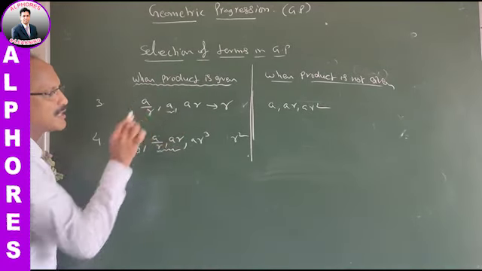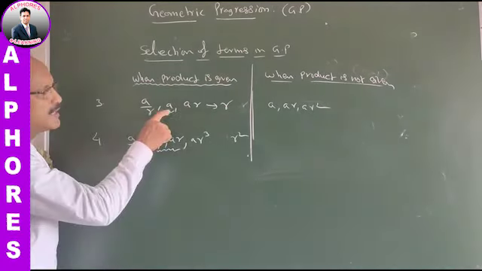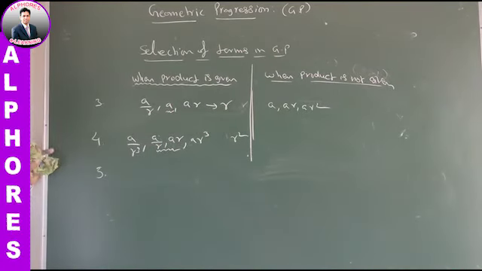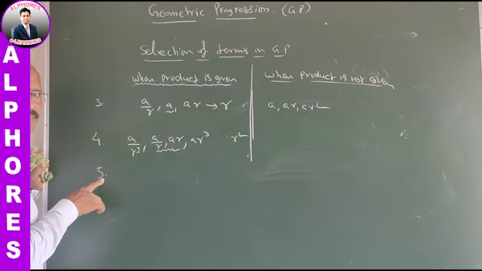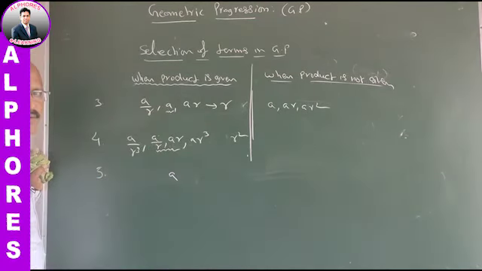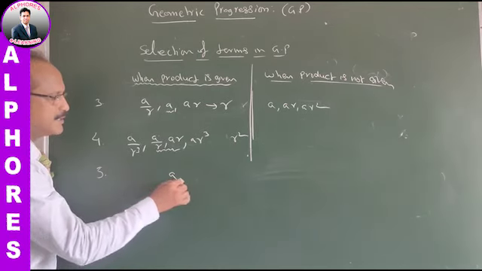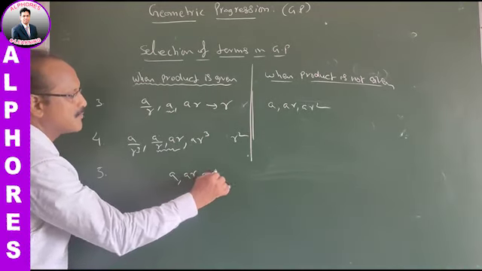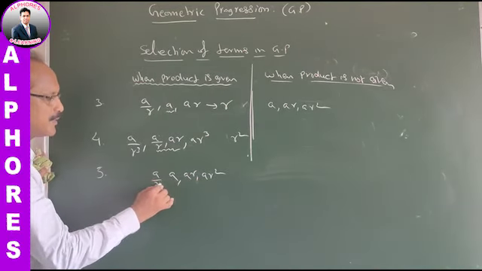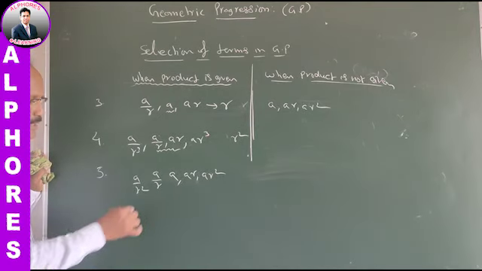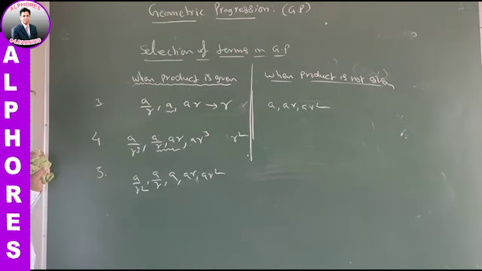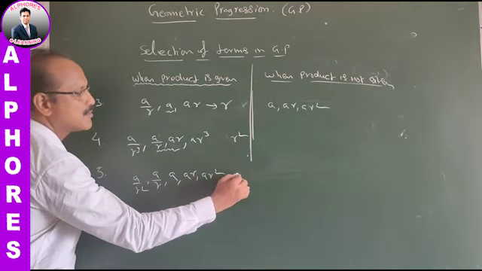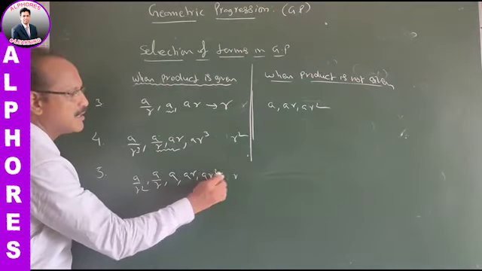And when there is an odd number of terms, the middle term should be A. Suppose you choose 5 terms, that is an odd number of terms. Then fix A first, that is the middle term. Then maintain the common ratio R. Then AR, AR square, A by R and A by R square. This is the selection of 5 terms of the GP. Of course, the common ratio is R.